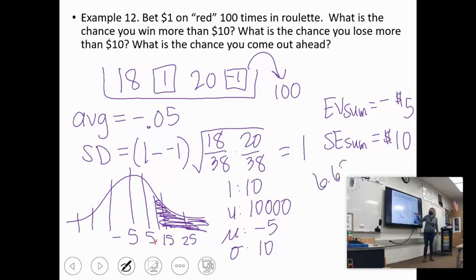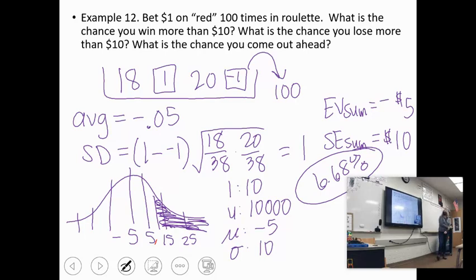So 6.68% chance. So, you know, if you have a friend who has a gambling problem and they want to play roulette, tell them, you know what, don't bet on red, because you only have less than a 7% chance of winning more than $10, right? The same for black, is it? Yeah. Black or red. Or odd or even, right? Because those are the same bets.